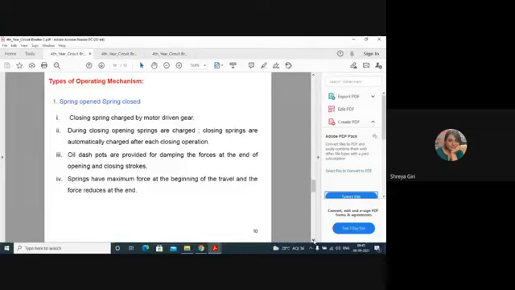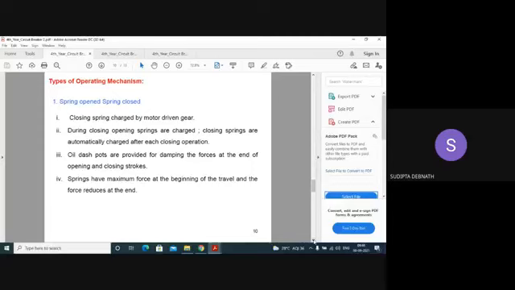Okay, thank you. So, types of operating mechanism. The operating mechanism is the closing and separation of the moving contact. Sometimes the closing and opening operation is done by spring. The closing spring is charged by a motor-driven gear. During closing, the opening springs are charged. So both the opening and closing operation is done by spring action.